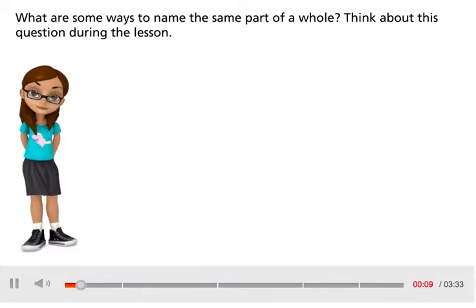What are some ways to name the same part of a whole? Think about this question during the lesson.